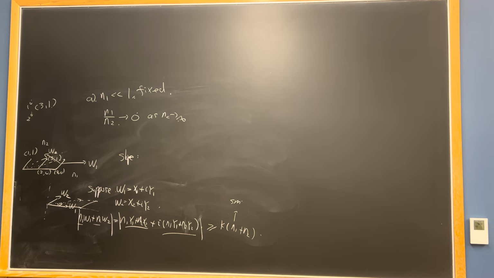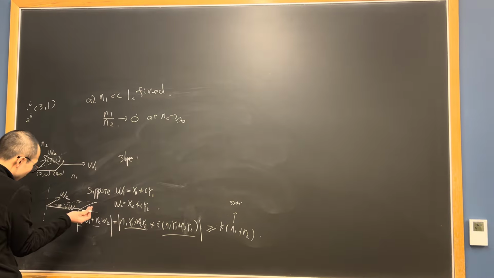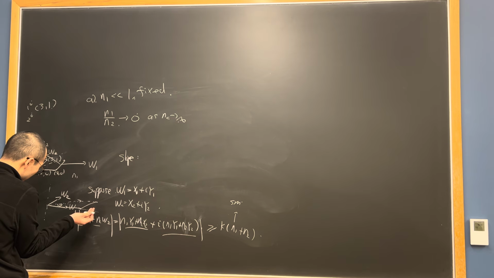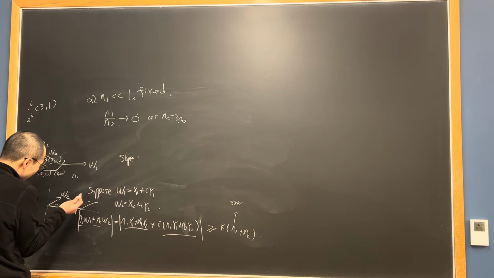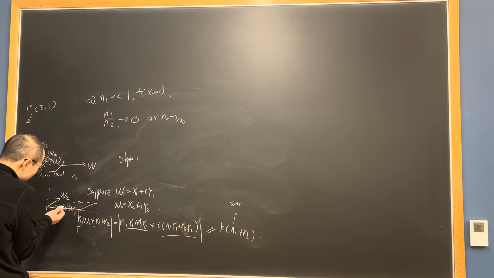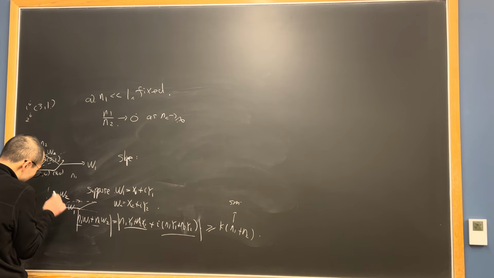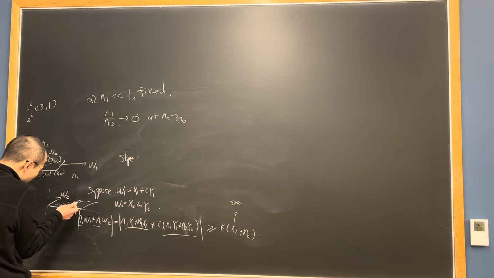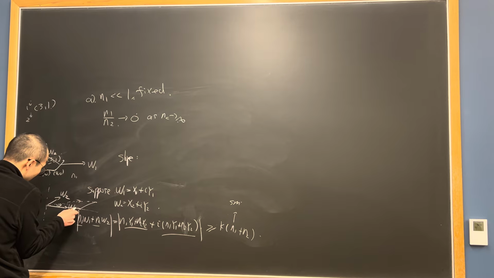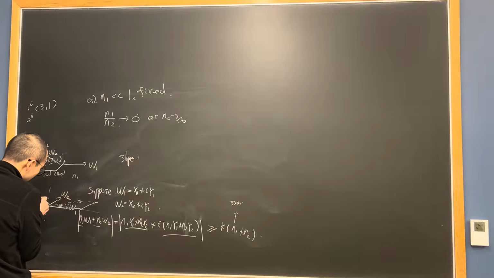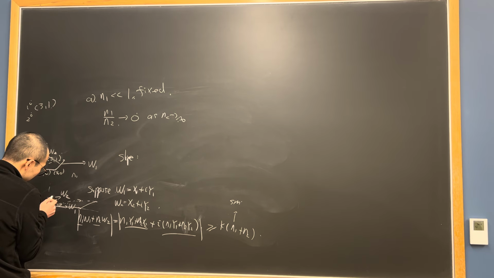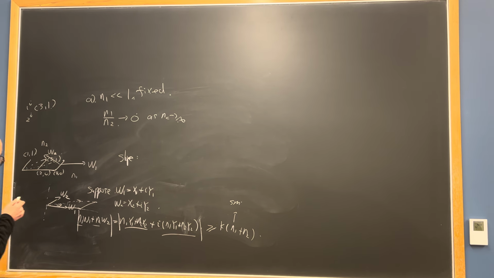So you may imagine the triangle: the length of the hypotenuse is really close to the length of the baseline, right? Because this one is fixed. So what is the argument?